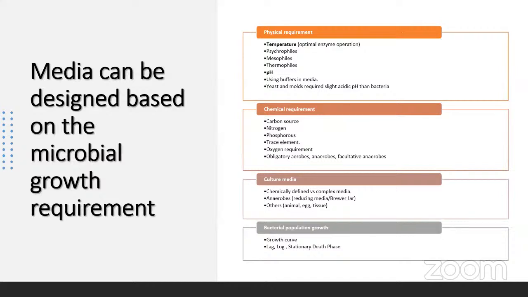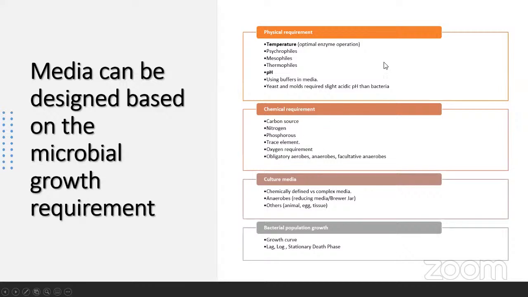Now, when we are designing these culture media, we have to keep the growth of the microorganism in mind. What would we mean by growth of the microorganism? One of the things that most media will satisfy is the chemical requirements of the organism: the carbon source, the nitrogen source, phosphorus if needed, or any trace element. You also consider oxygen requirements. If there are organisms which are highly aerobic, obligate anaerobes, or facultative anaerobes, the chemicals added to the media can be regulated depending on their needs.